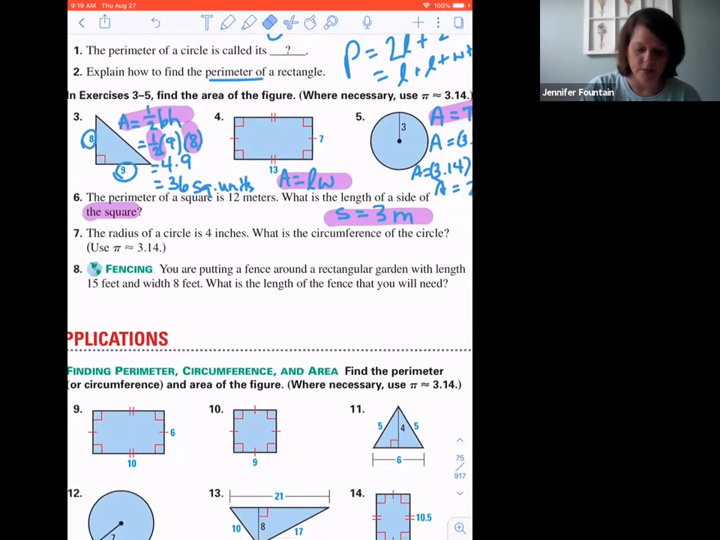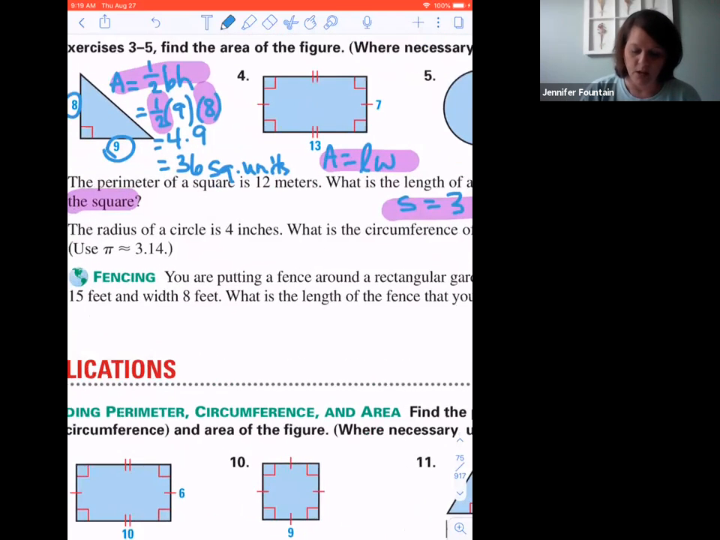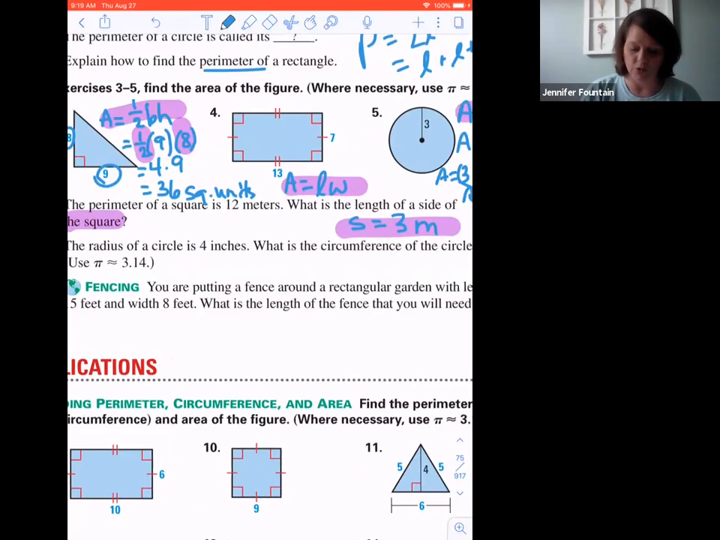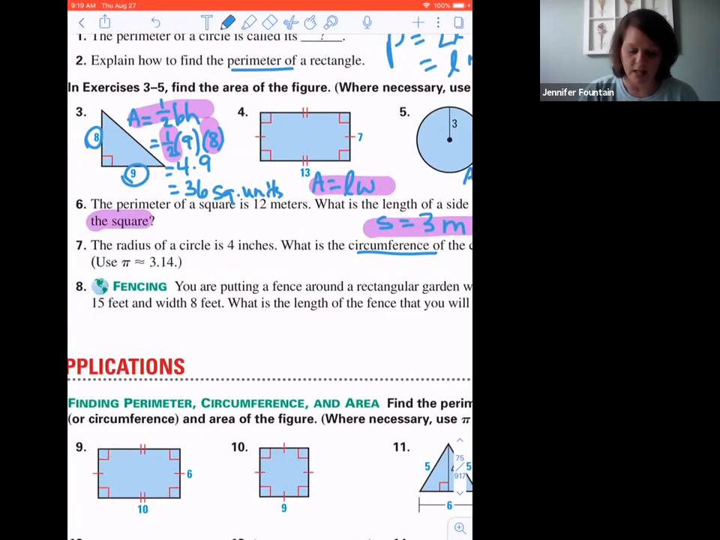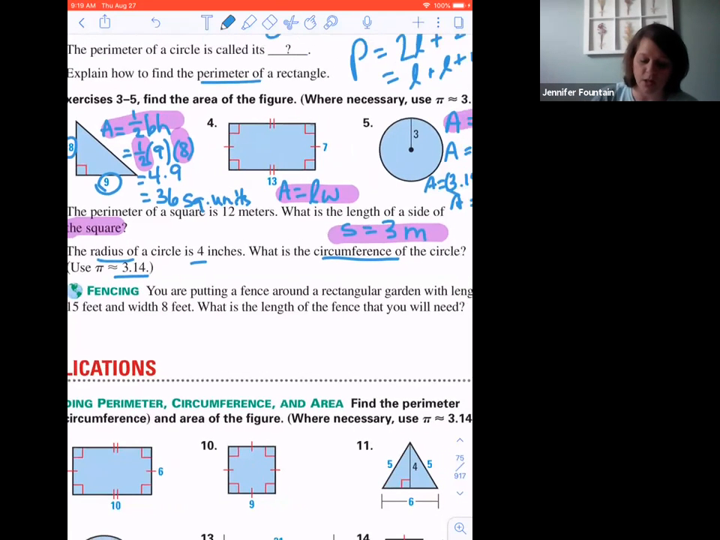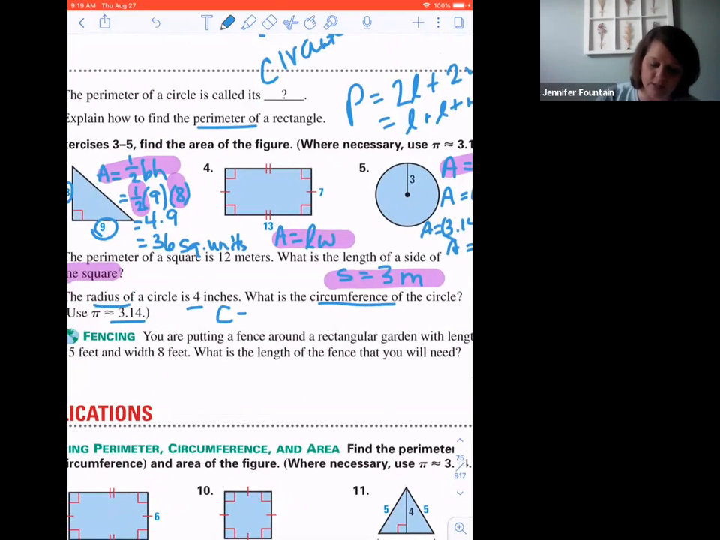All right. The radius of a circle is 4 inches. What is the circumference of the circle? I know I'm looking for circumference, so I'm going to have to use my circumference formula. They've told me to use 3.14 for pi. My radius is 4. So if I know that my circumference formula is circumference equals 2 pi r, then I can plug in where I've got C equals 2 times 3.14 times 4.